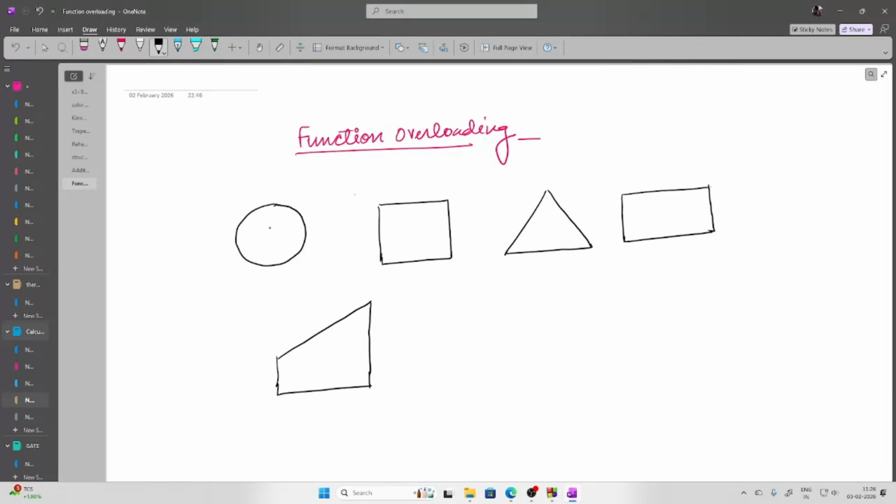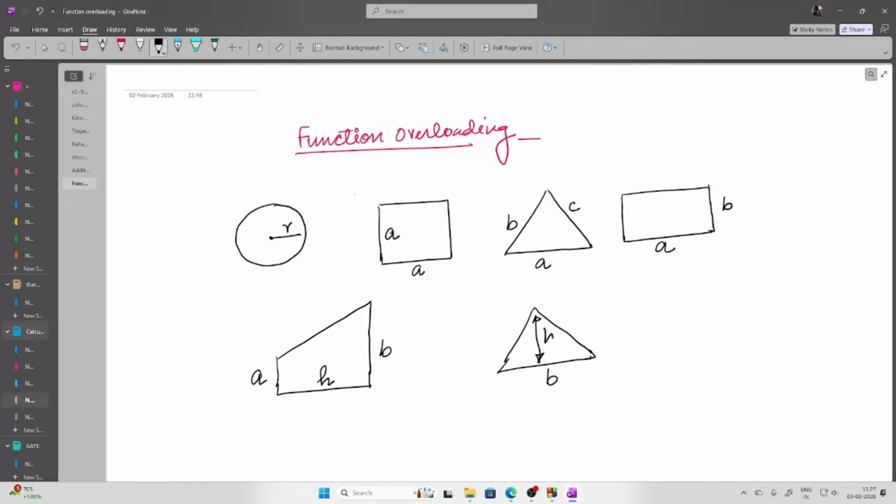Now, a circle is represented by radius. A square is represented by any one dimension, because this and this will be the same. A triangle is represented by A, B and C, three sides, or sometimes also by only base and height. A rectangle is represented by its length and width, and a trapezoid is represented by A, B and this spacing.